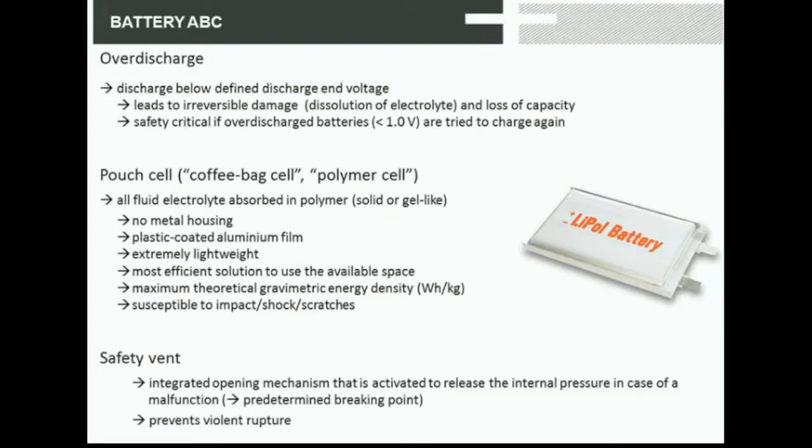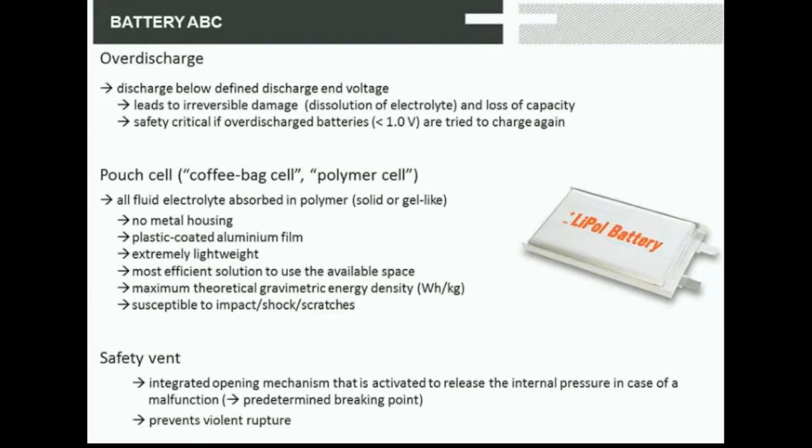What is very common, you all know that from your smartphones or from laptops, are pouch cells. We call them coffee bag cells or polymer cells. They have all fluid electrolyte absorbed in the polymer. They do not have a metal housing. They are extremely lightweight. You can use those cells when you have batteries with only 1 or 2 or 3 cells connected in serial or parallel. But when we talk about big applications, I think it's not the best choice to use such cells. In these cases, we should use cylindrical cells.